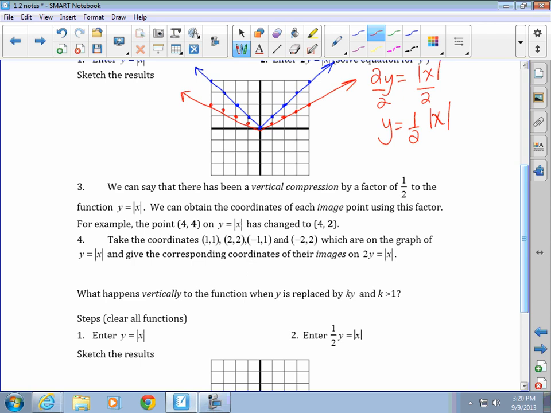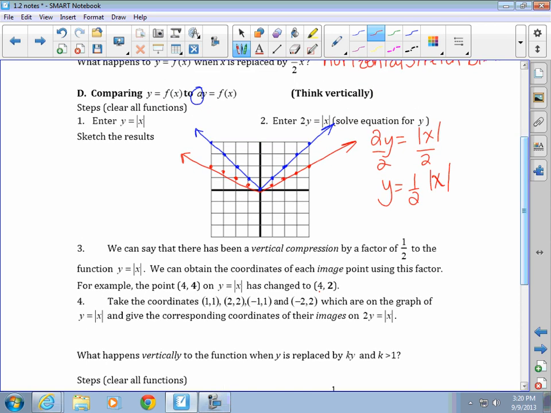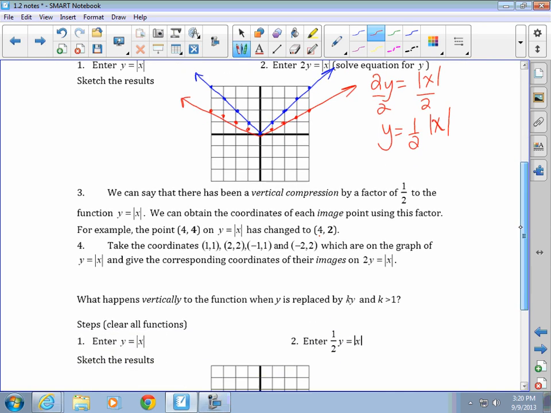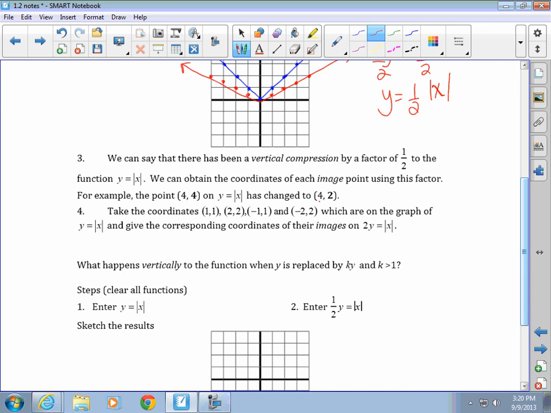So it's by a factor of 1/2 to this function. It says you can obtain the image of each of those points using that factor, so using that 1/2. For example, 4, 4 on y equals x will change to 4, 2. In the first example, we divided our x value. This one, because our value was initially applying to the y, we have to do that factor on the y. So you can take all of these coordinates now, 1, 1, 2, 2, negative 1, 1, negative 2, 2, and find out what they would be on this graph by using that 1/2. You're going to take your y values and multiply them by 1/2 or divide them by 2, whichever.